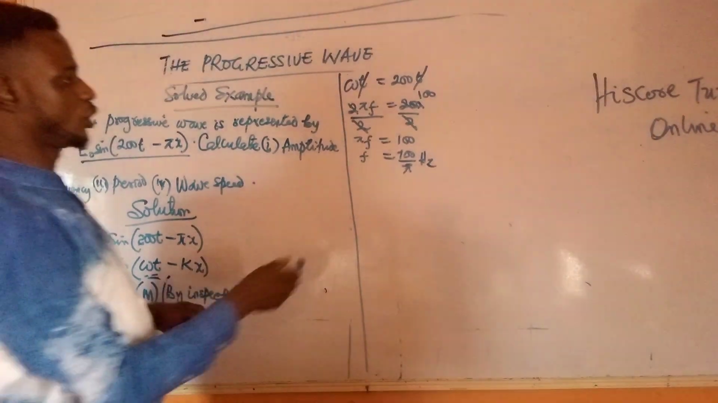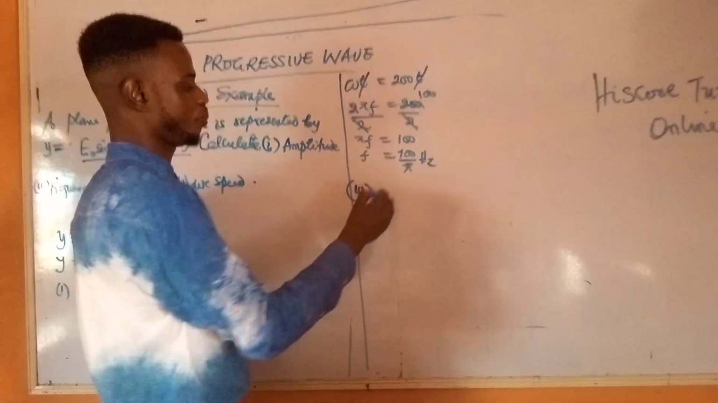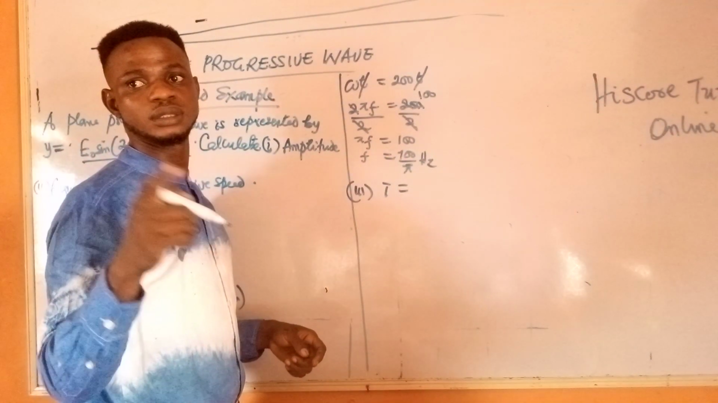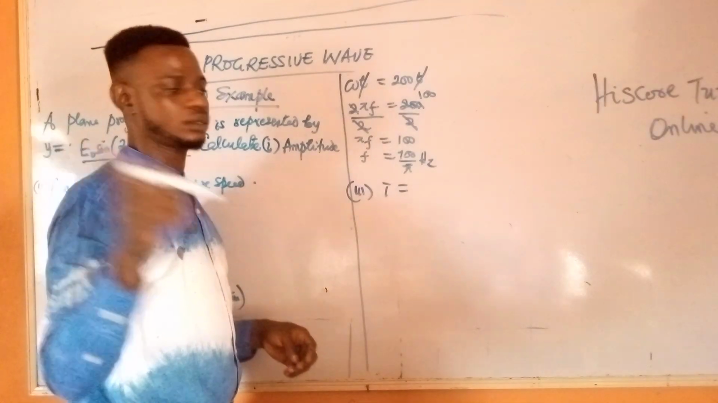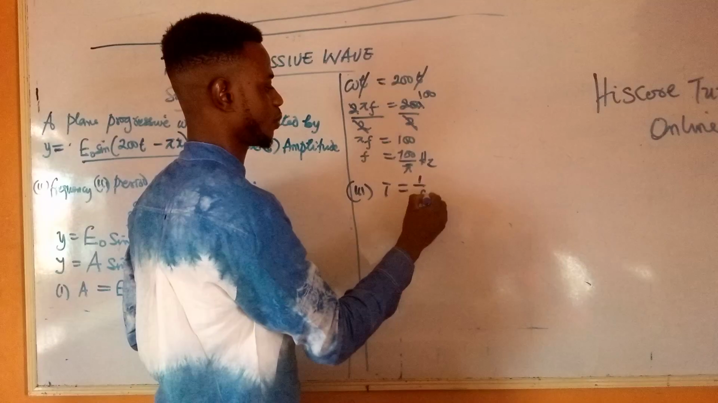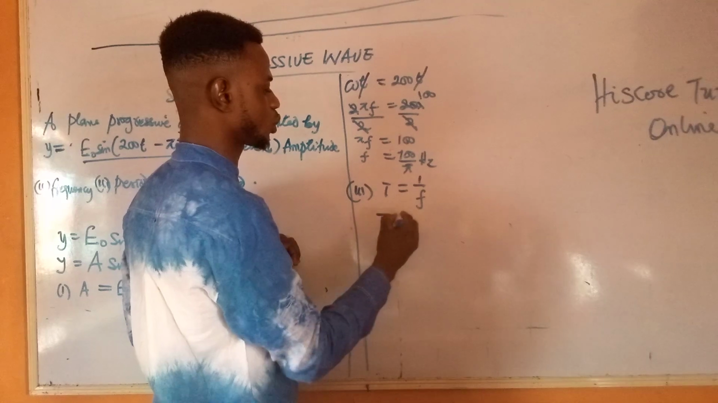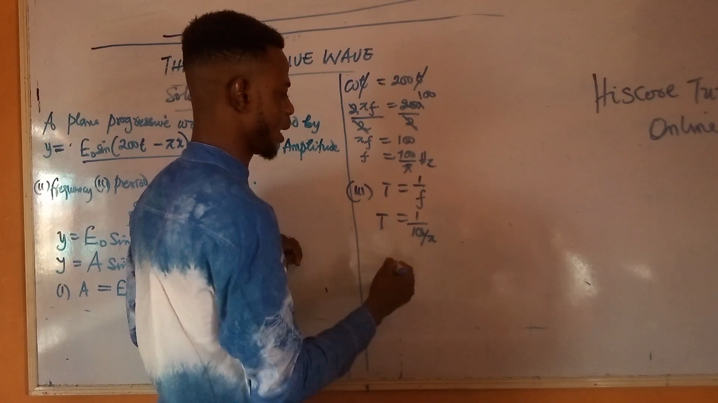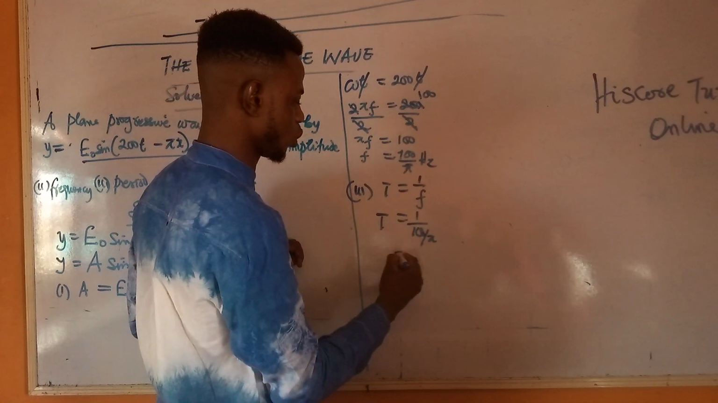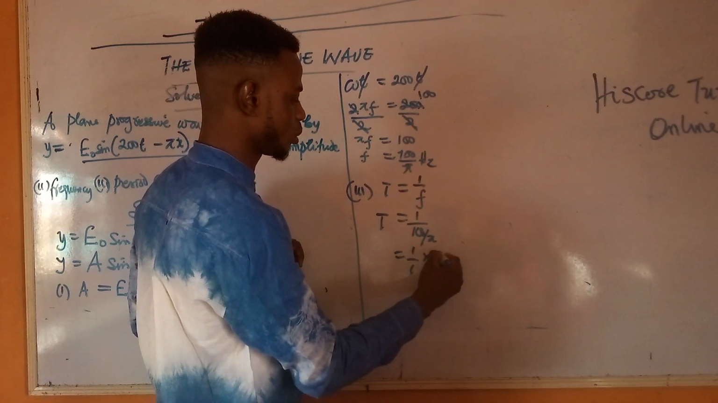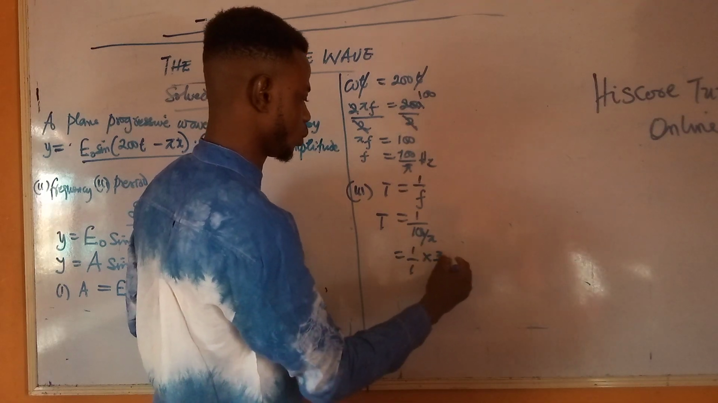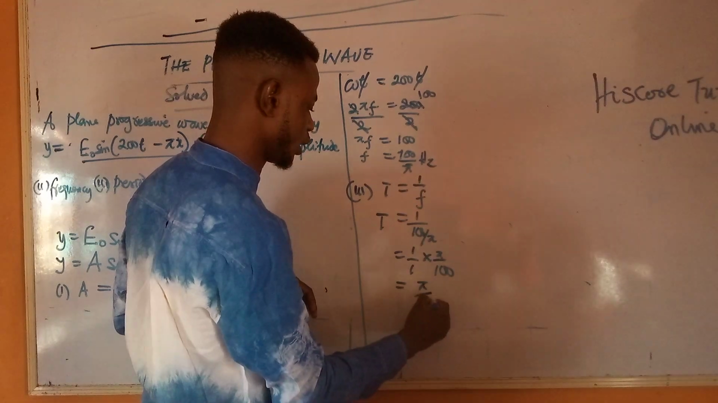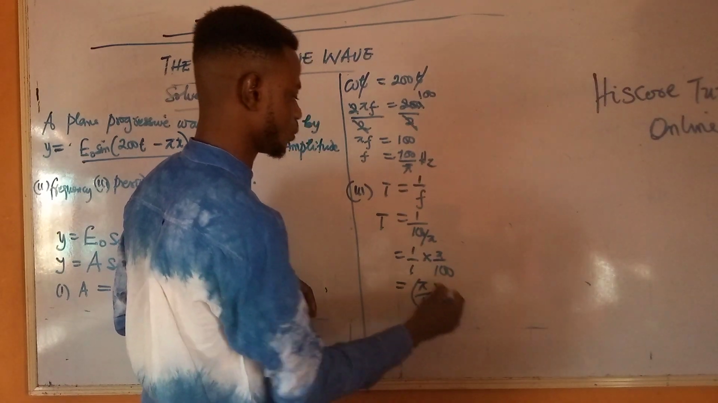The period. Period T equals 1 over frequency, right? 1 over f. So T becomes 1 over (100 over pi), which equals 1 times pi over 100. So it equals pi over 100 seconds.